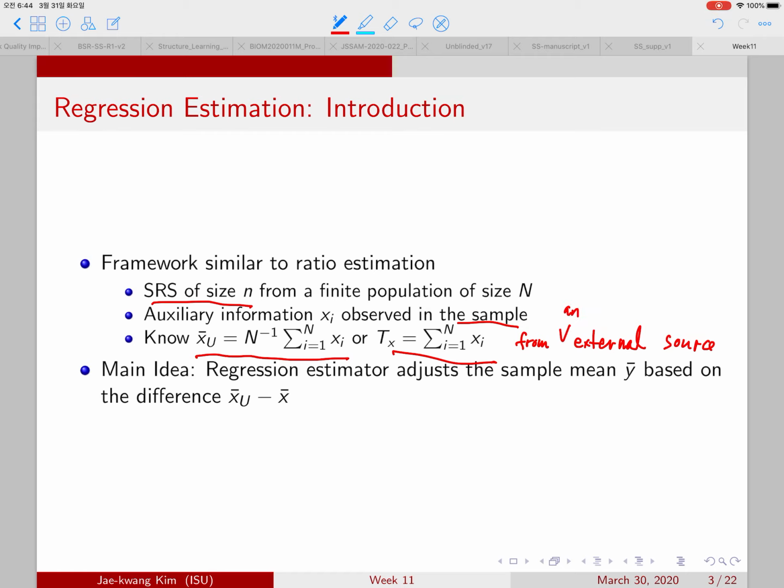The main idea for regression estimation is to adjust the sample mean y bar based on the difference. In the ratio estimator, we adjust it by the ratio, so we apply it in a multiplicative way, but in the regression estimator, we apply it in an additive way.